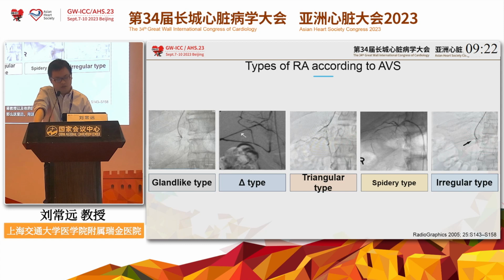This slide shows the types of right adrenal vein according to AVS. From left to right are the glide-like type, delta type, triangular type, spidery type, and the irregular type, respectively.